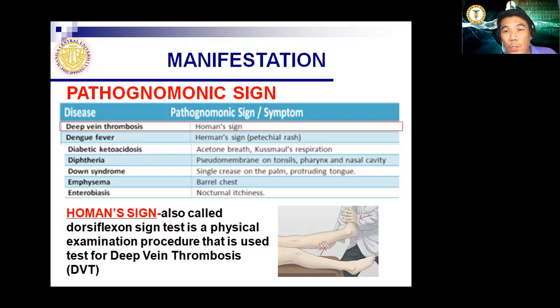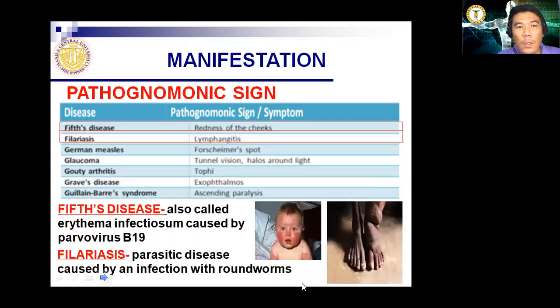Di ba? Mucoid. We have mentioned the mucoid, bloody mucoid stool. The difference naman with enterobiasis, which is caused by pinworm, is nocturnal itchiness. Talagang every night, it's caused by the pinworm. So, we have also called the fifth disease. For the fifth disease, for those you have identified, mga pediatrics, infants, sometimes if you will see very irritated skin, specifically the cheeks, that is Pepys disease.